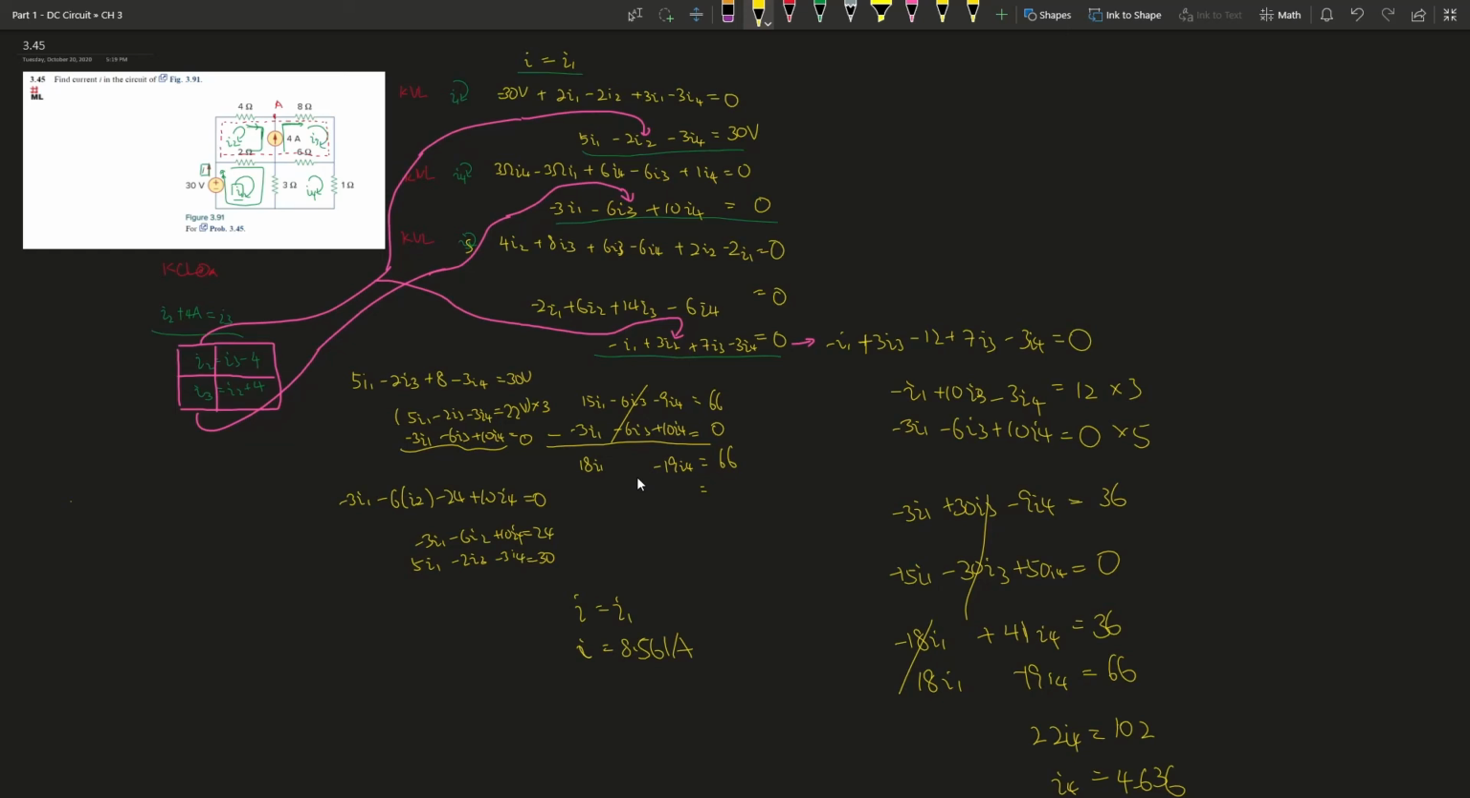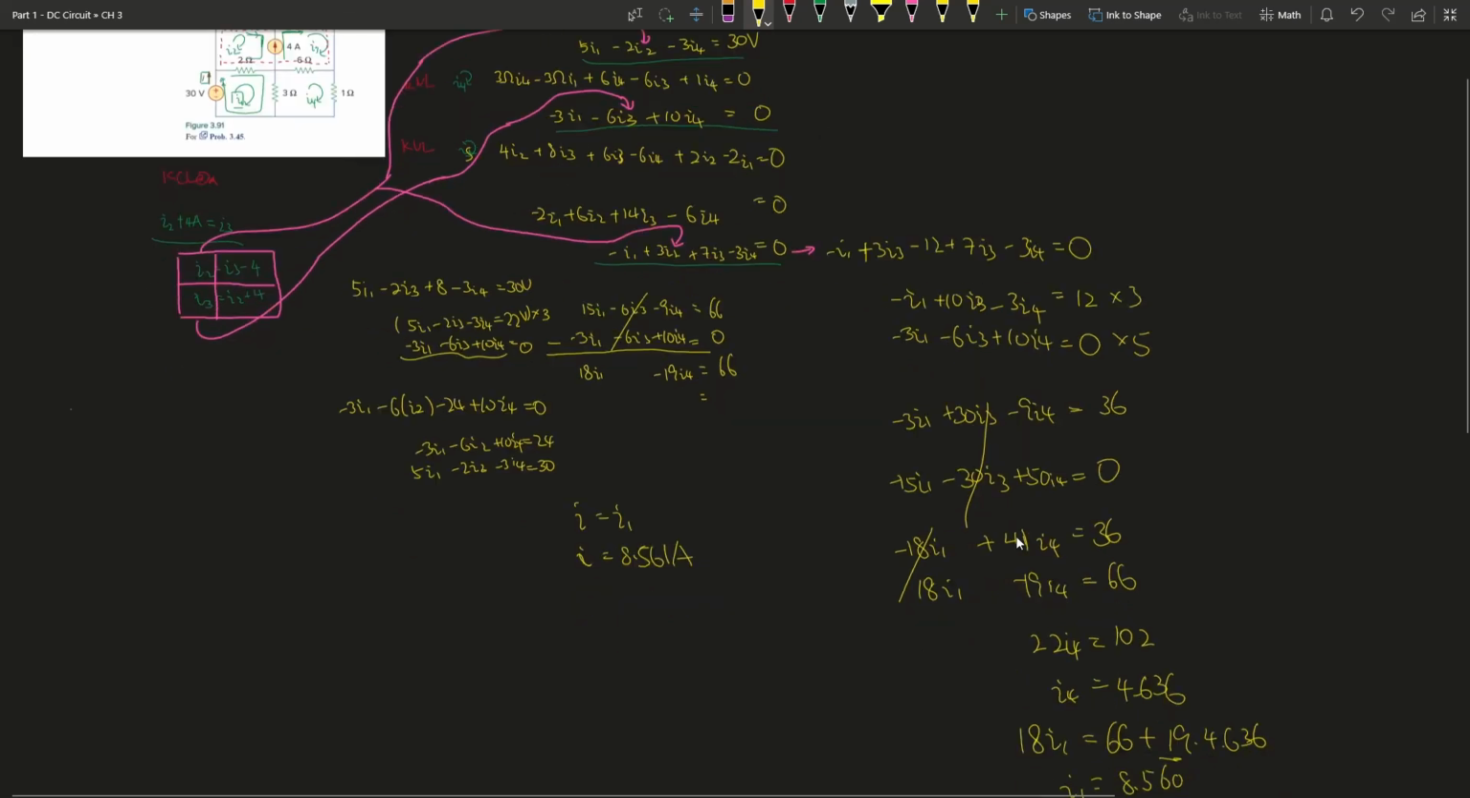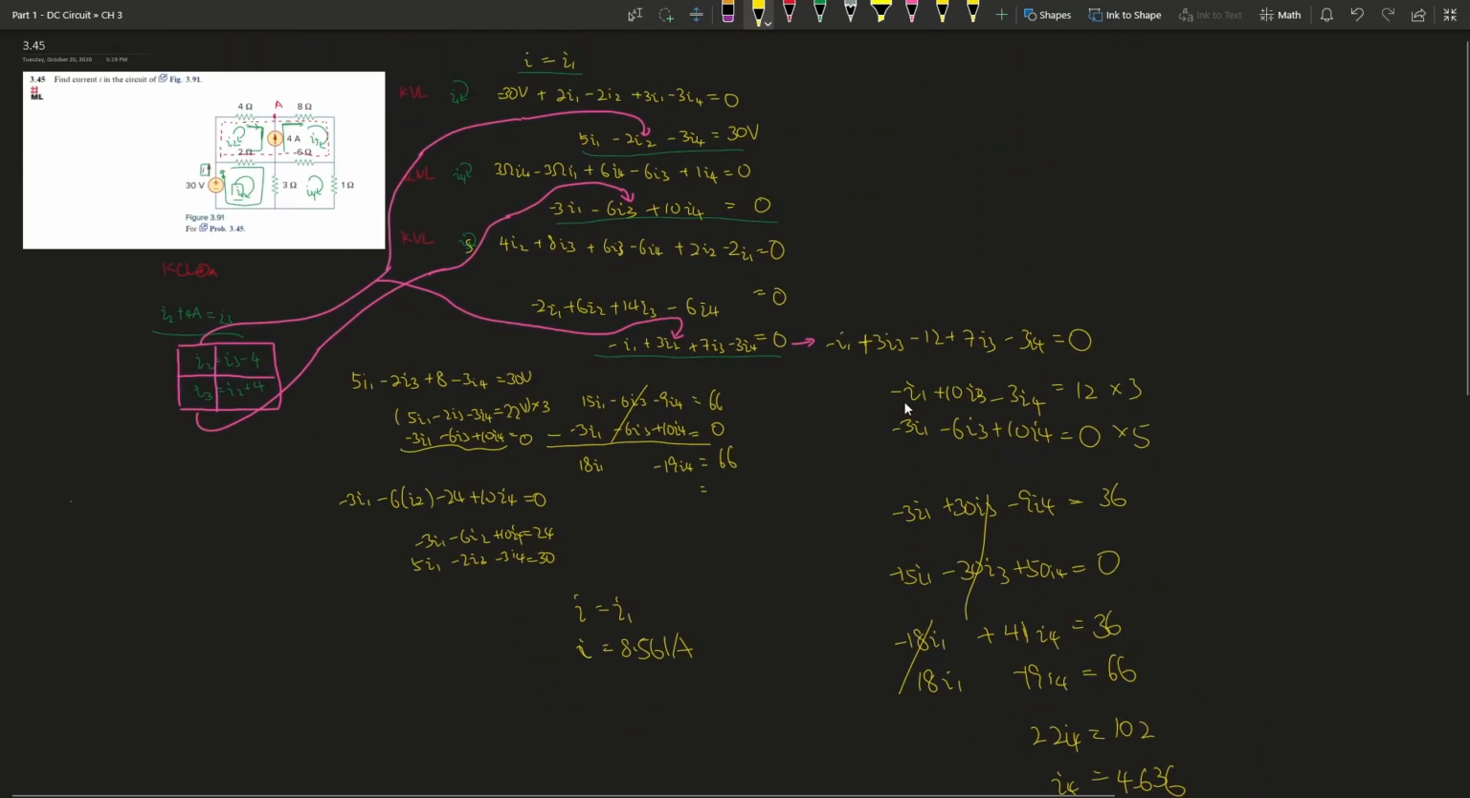So yeah, hopefully this was not too confusing, and you were able to follow through in the end. As you can tell, one sign mistake could make a huge mistake in the end. But yeah, hopefully this was helpful.